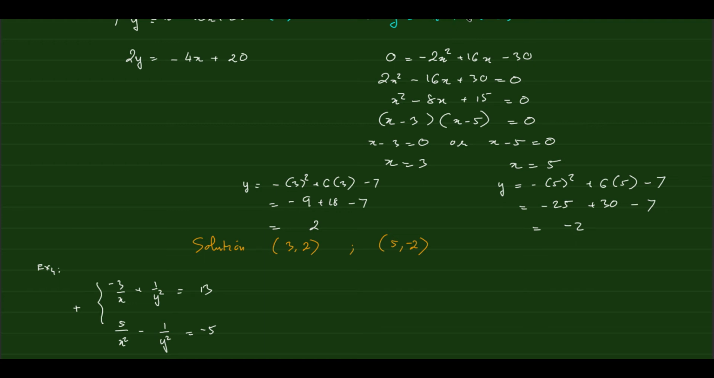So if I add them up, what do I have? The y will be gone, right? What I have left is negative 3 over x squared, you add it to 5 over x squared. And the y is gone. 1 over y squared plus minus 1 over y squared is gone. On the right hand side, I add them up, it gives you 8, right? 13 minus 5 is 8. Now when you add them up, there's only one variable left, and you can solve for this.